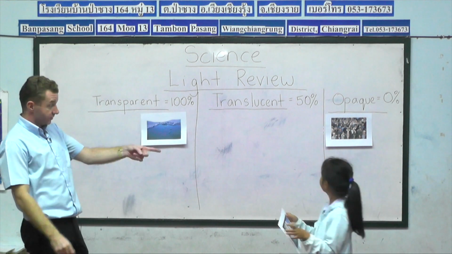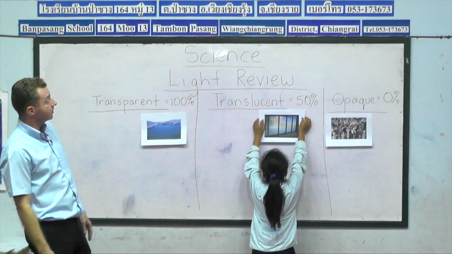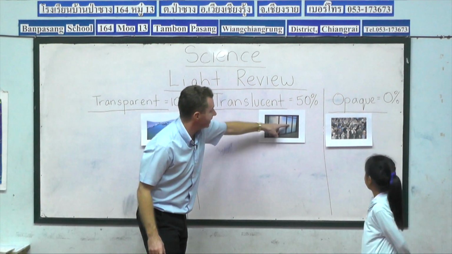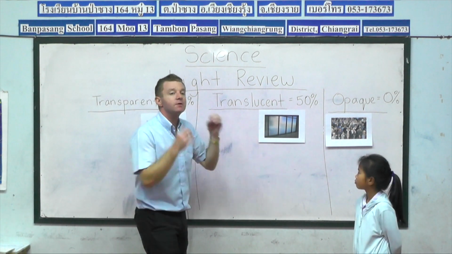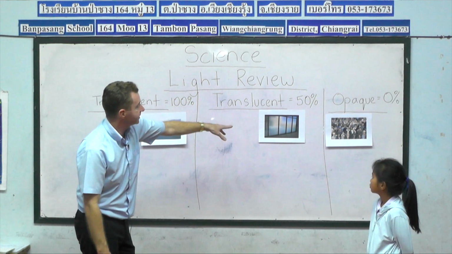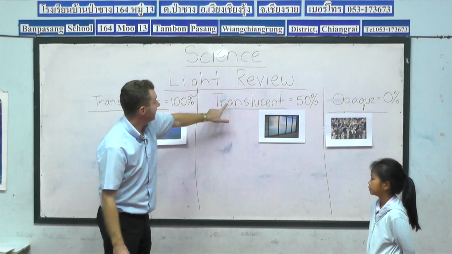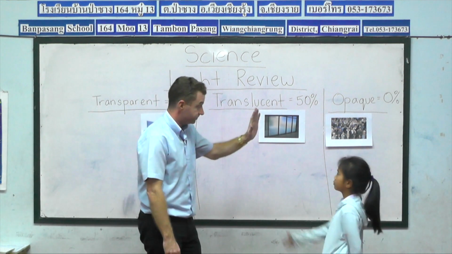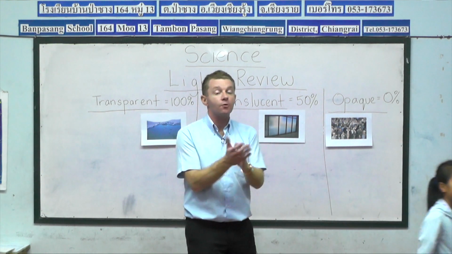Translucent. So there you go, Prel. You can show. Excellent. You see, the frosted glass is letting some light in, but not all of it, because we can't see into the room. So we can say, frosted glass is translucent. Prel, brilliant. High five and a big round of applause for Prel, please, guys.